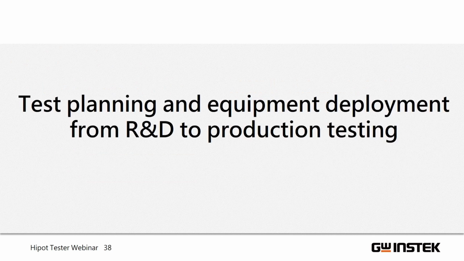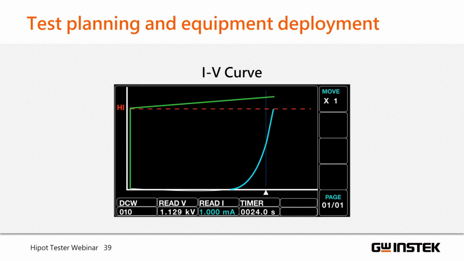Now let's go to the next section. In this section we are going to talk about the test planning and equipment deployment from R&D to production testing. First, the safety analyzer must have the VI curve scanning function to confirm insulation breakdown. This is a standard equipped function for the GPT 10000 series. As we mentioned in the earlier section, only the change of the current curve is the main factor to judge if the result is a breakdown or not. For the research and development stage, this function becomes a must-have tool.